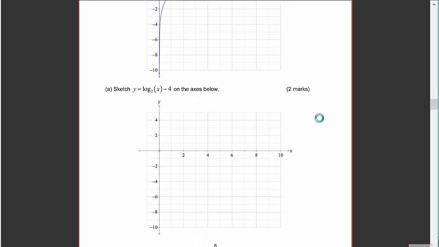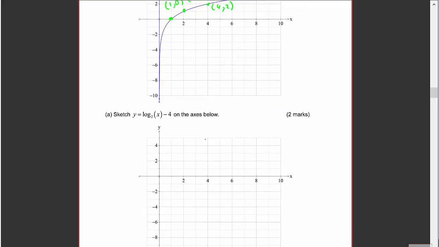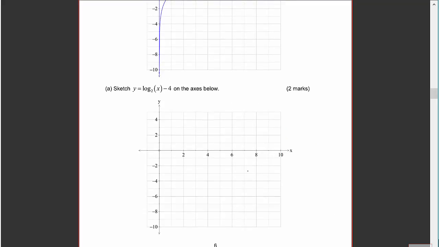So the first one we need to do is log to the base 2 of x take away 4, which we know is a vertical translation 4 units downwards. So 1, 0, we should see it going down here to 1, negative 4. We should see 2, negative 3, 4, negative 2. We should see 8, negative 1. Remember, that's moved down from 8, 3, it's moved down 4 units.